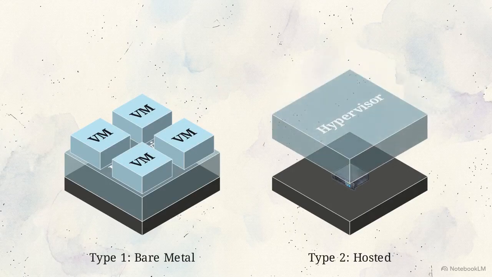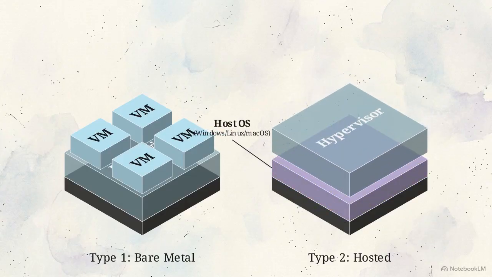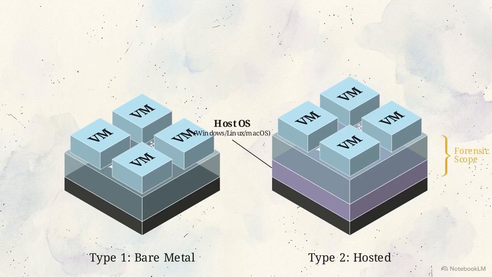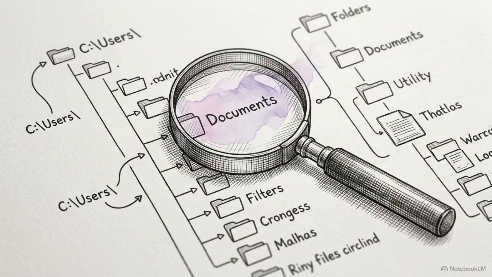Instead of loading directly onto the hardware, a Type 2 hypervisor rests on top of an existing host operating system, like Windows or Linux. When investigating an individual suspect's device, Type 2 hypervisors are the ones most frequently found running localized, hidden virtual environments. Uncovering them requires checking specific forensic indicators.